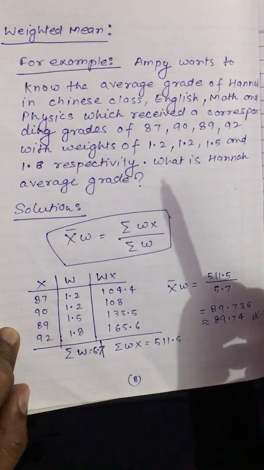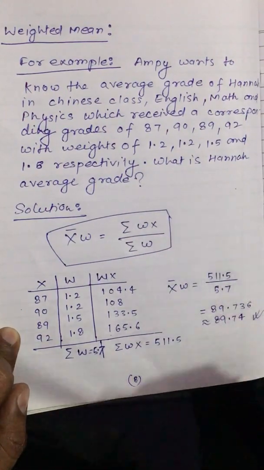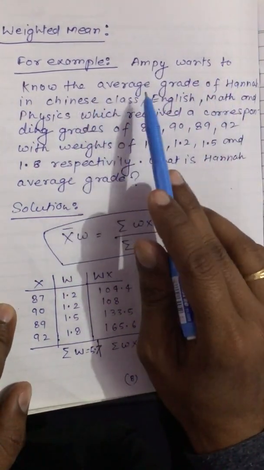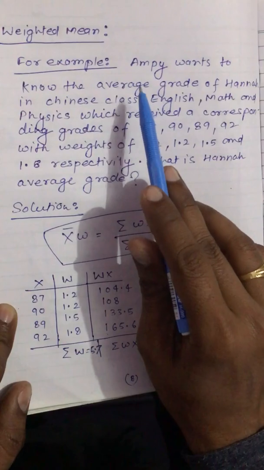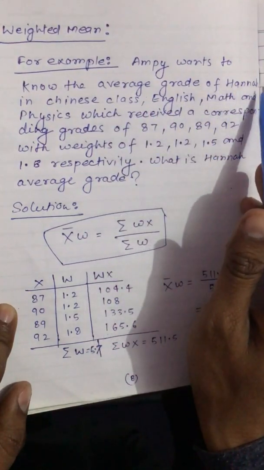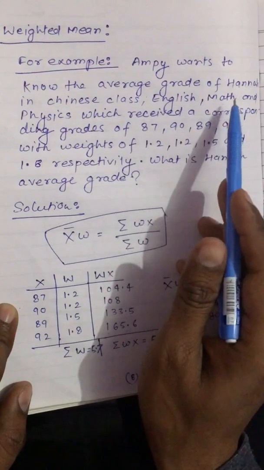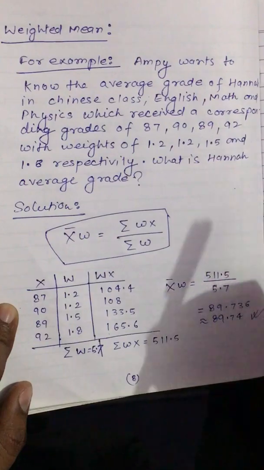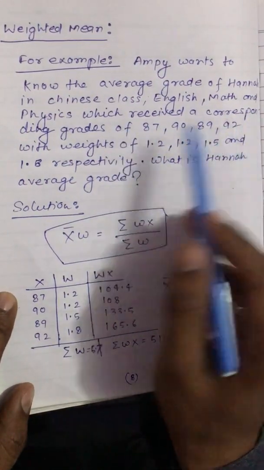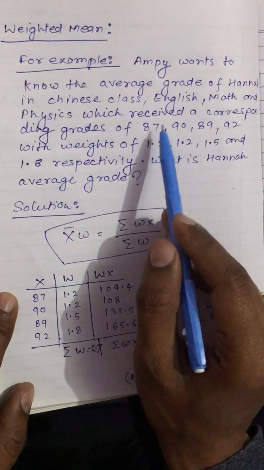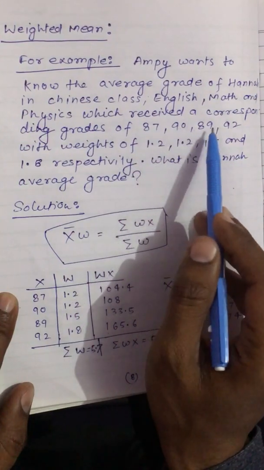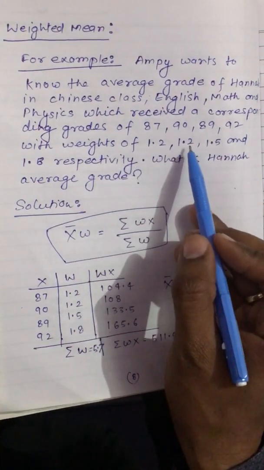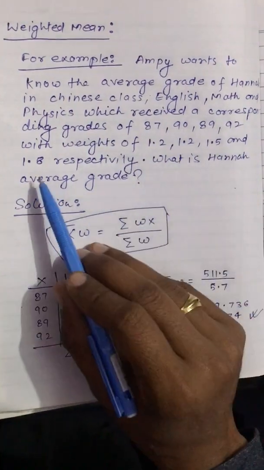I'm going to explain it with one example that you have given me in your pictures. For example, someone wants to know the average grade. Average means mean or arithmetic mean. Grade of Hannah in Chinese, English, math and physics. How many subjects are they talking about? 4 subjects. Understand? 4 subjects which received corresponding grades of 87 in Chinese, 90 in English, 89 in math and 92 in physics, with the weights of 1.2, 1.2, 1.5 and 1.8.